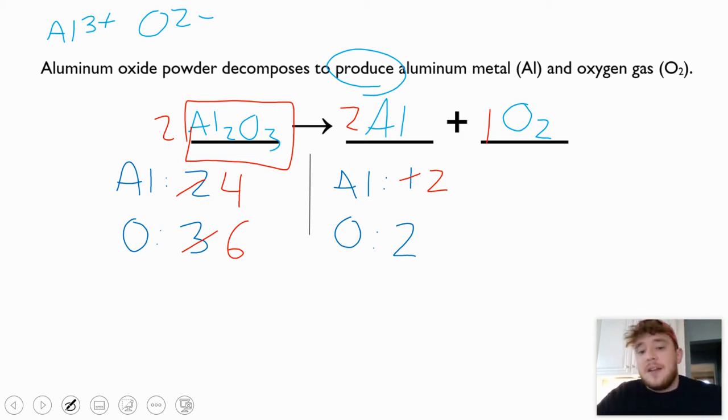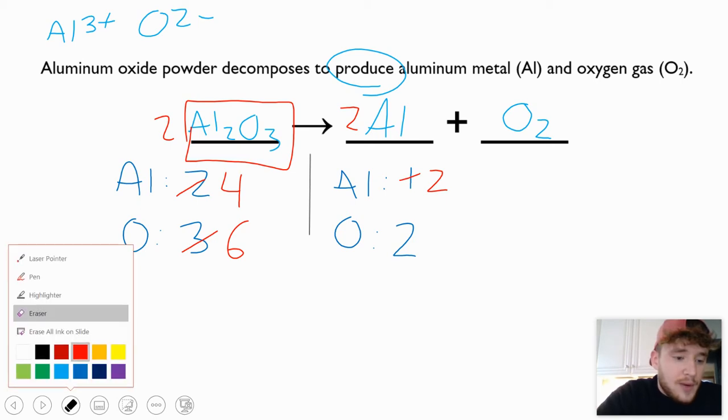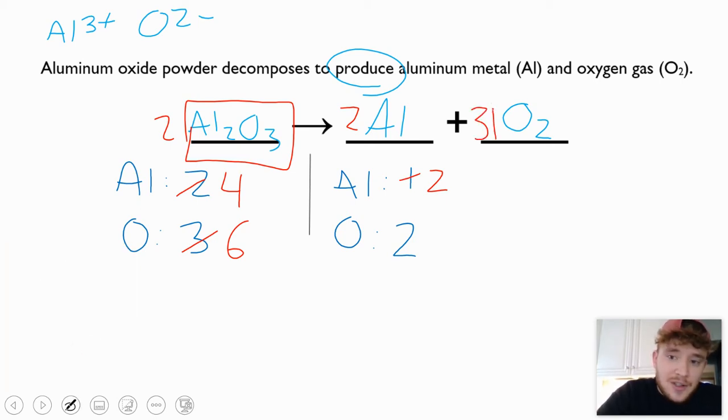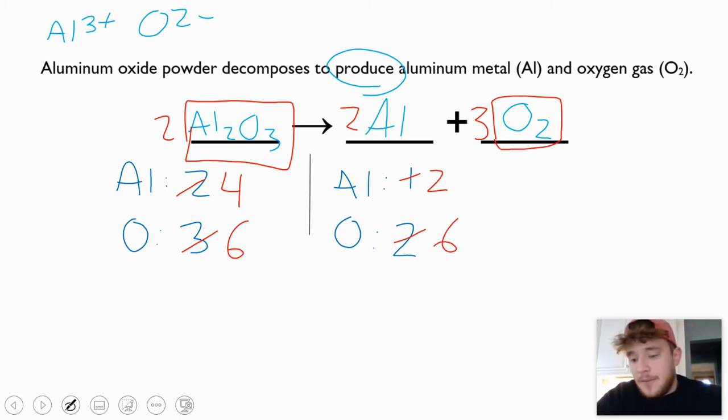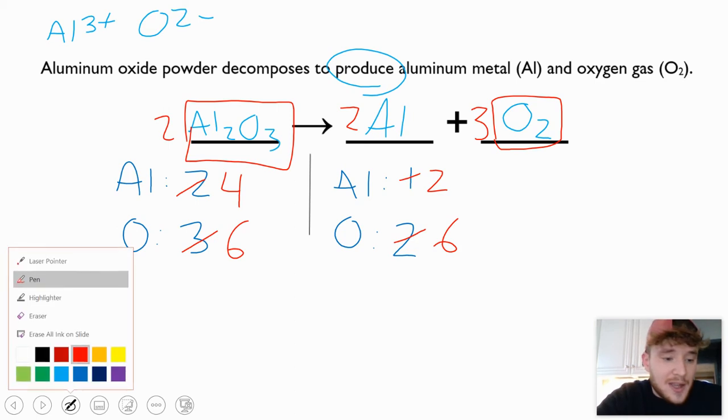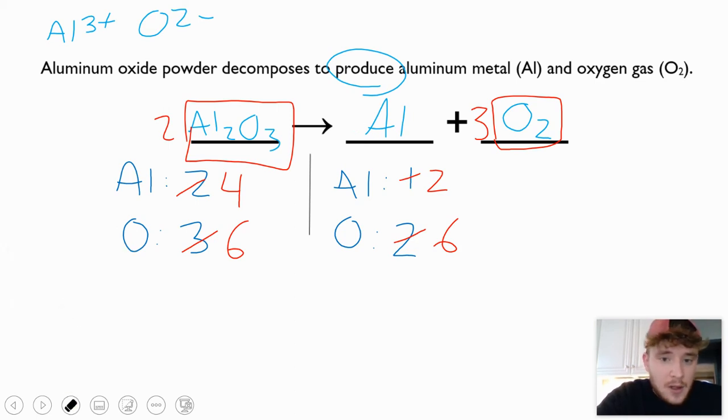Well, that kind of sucks because I just balanced aluminum, but it is what it is. On the right side, if I want to get my 6 oxygen, I change that 1 out in front to a 3, because if I triple this, then I'm getting my 6 oxygen from that. All right, so my oxygen's balanced. I got to go back and rebalance my aluminum. So in order to get 4 aluminum on the right side, I got to change that coefficient to a 4.